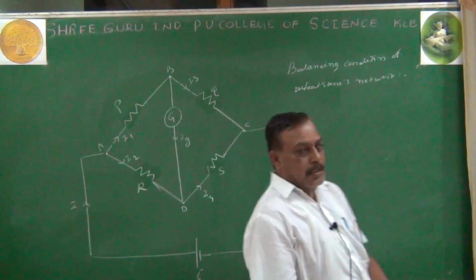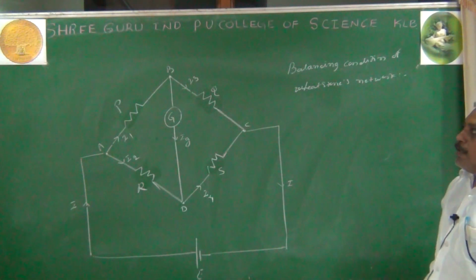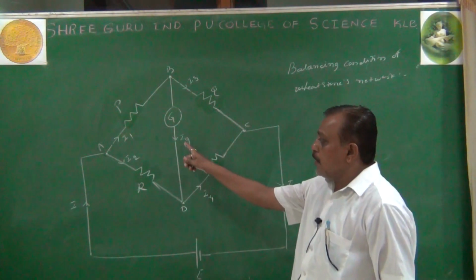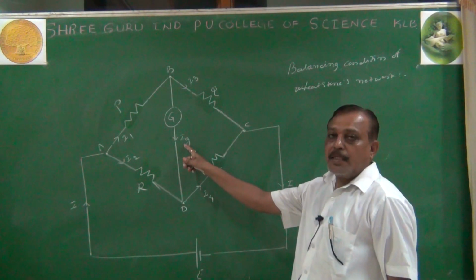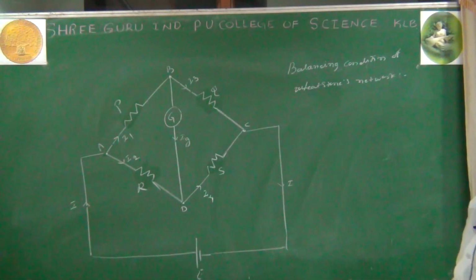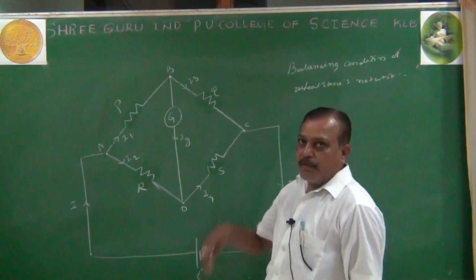Then after that, we adjust the resistances in the network such that the current through the galvanometer is 0. Then we can say that the network is balanced. I want to achieve the balancing condition for the Wheatstone network. And what is the condition for that?